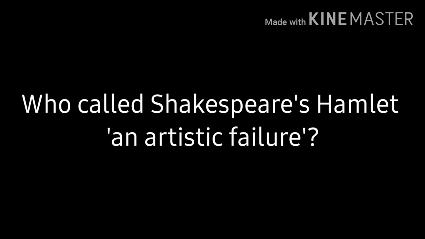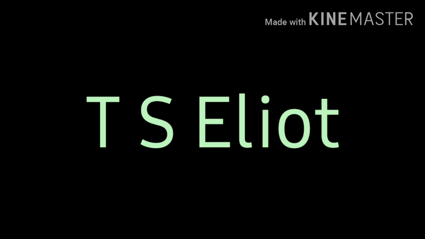All the same, a great critic called this particular drama, Hamlet, an artistic failure. We have to name the critic who calls Shakespeare's Hamlet an artistic failure in one of his critiques. Critic is a person, whereas critique is an essay or a treatise or something. And the name of the critic is T.S. Eliot. It was Thomas Sterne Eliot who called Shakespeare's Hamlet an artistic failure. T.S. Eliot has written an essay called Hamlet and His Problems. In this essay, he calls Hamlet an artistic failure.